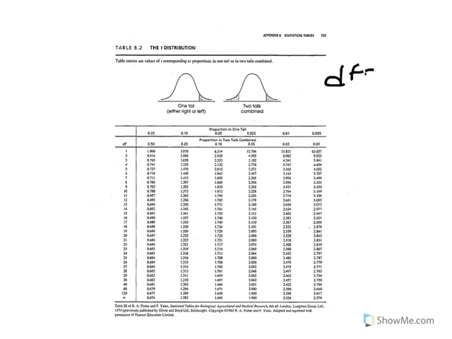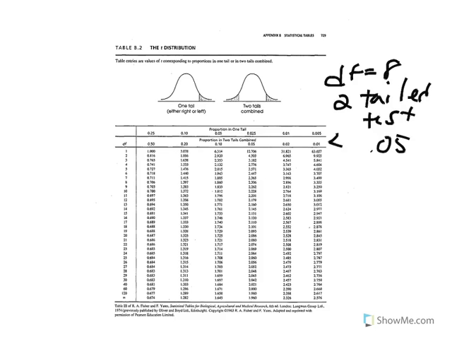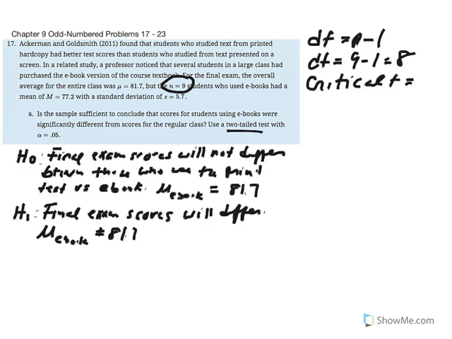Okay, so our degrees of freedom were equal to 8. We had a two-tailed test, and we had alpha set at 0.05. Those were all given. So two-tailed here, 0.05, 8 as degrees of freedom. Where they meet is 2.306. So that's our critical t value. We just identified that our critical t is positive negative 2.306. Let's draw this out.